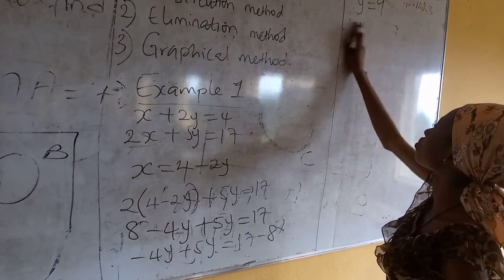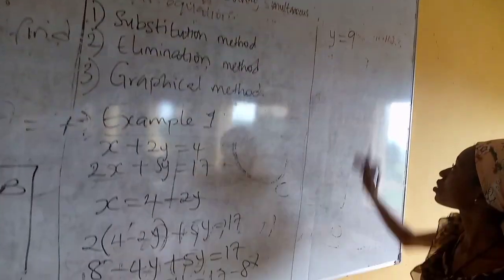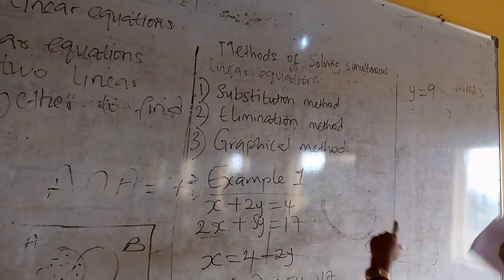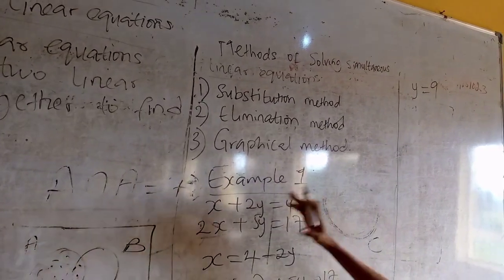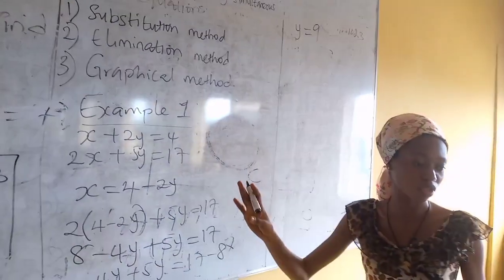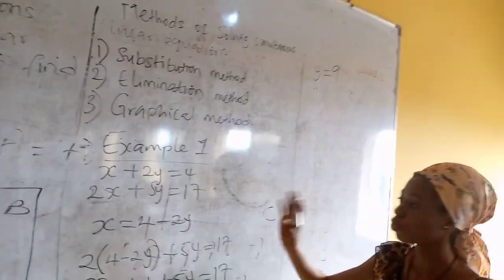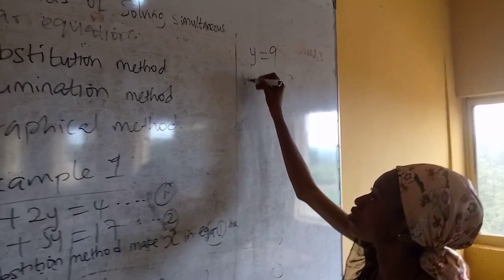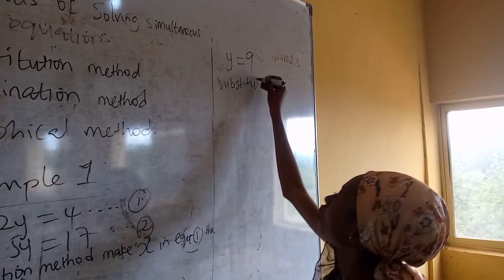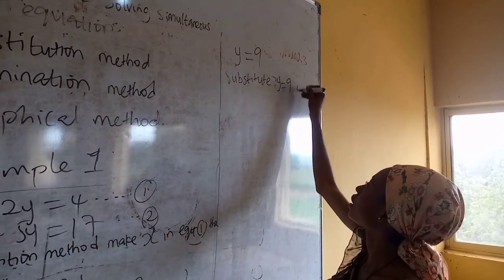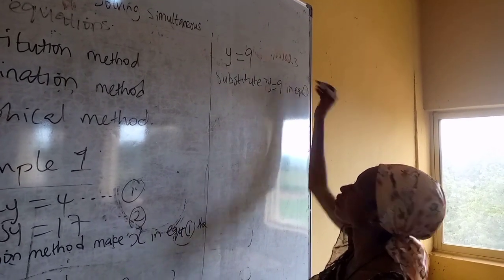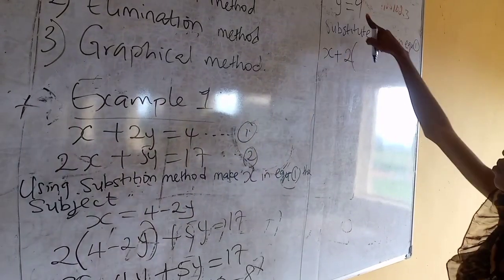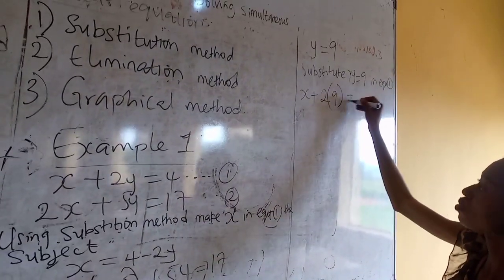Therefore, our y is equal to 9. Now, since we have gotten y to be 9, we substitute y equal to 9 in any of these equations, either equation 1 or equation 2. Which of the equations are we going to use? Equation 1. So we substitute y equal to 9 in equation 1: x plus 2y equal to 4.